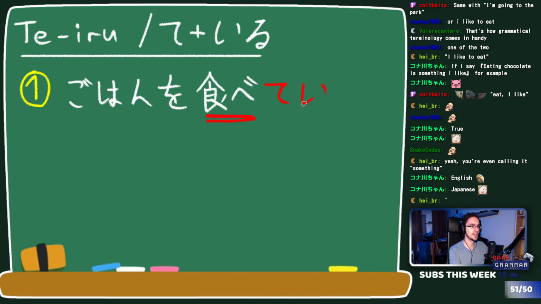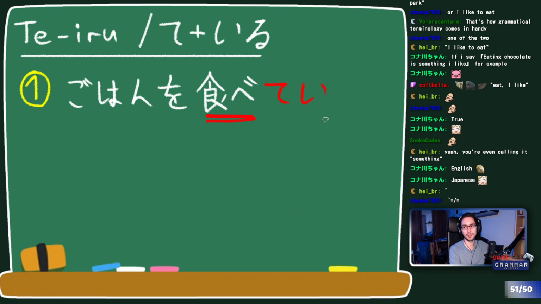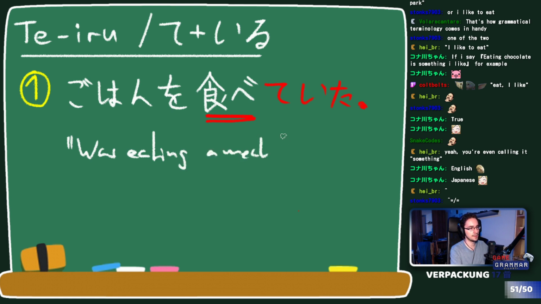Simply changing te-iru, all we have to do is conjugate iru. And we've learned how to conjugate iru. We know that just saying ita is past tense. So, tabete ita. So what does that mean? Well, it's very simple. It just means was eating a meal. At the time, basically. At the time when it happened, but in that relative time, it was progressive tense. If that makes sense, right?